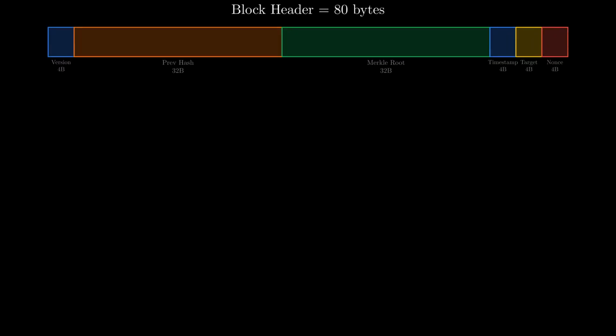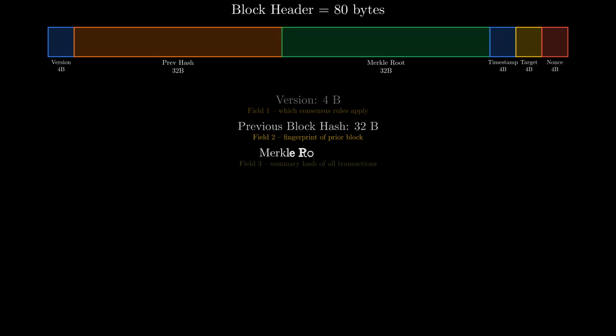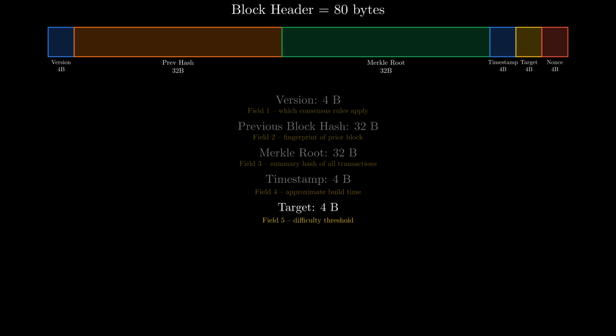Zoom into the header and you'll find 6 fields that sum to exactly 80 bytes. Version, 4 bytes, which rules the block follows. Previous block hash, 32 bytes, the fingerprint of the block before it. Merkle root, 32 bytes, a single hash that summarizes every transaction inside this block. Timestamp, 4 bytes, roughly when the miner built it. Target, 4 bytes, the difficulty threshold the hash must beat. And the nonce, 4 bytes. The number miners change while searching for a valid hash. Add them up. 4 plus 32 plus 32 plus 4 plus 4 plus 4 equals 80.